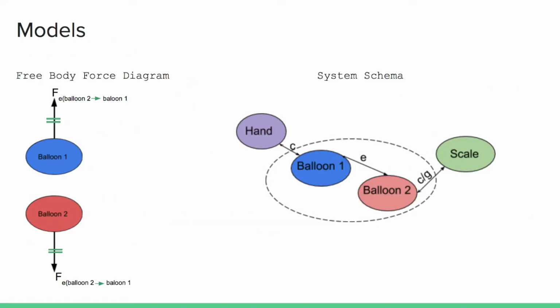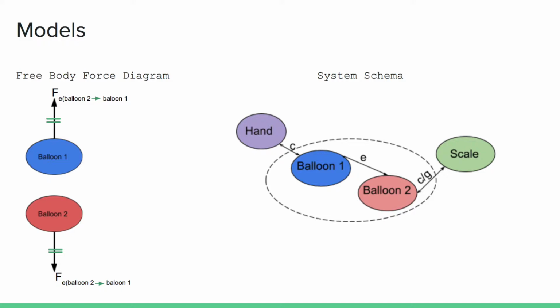For this lab, we used two models. First, we used a system schema. As you can see here, balloon 1 and balloon 2 have an electric force acting between them. We used the scale as the ground for this lab, which is in contact with balloon 2 and also applies a gravitational force to balloon 2. Our hand was also in contact with balloon 1.